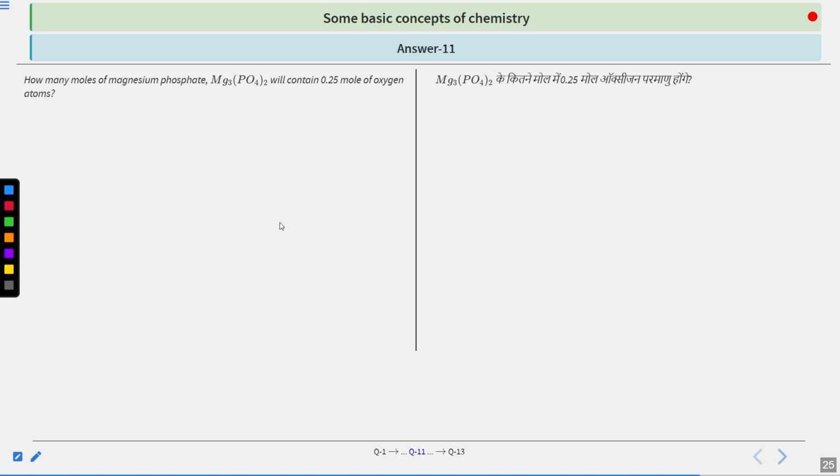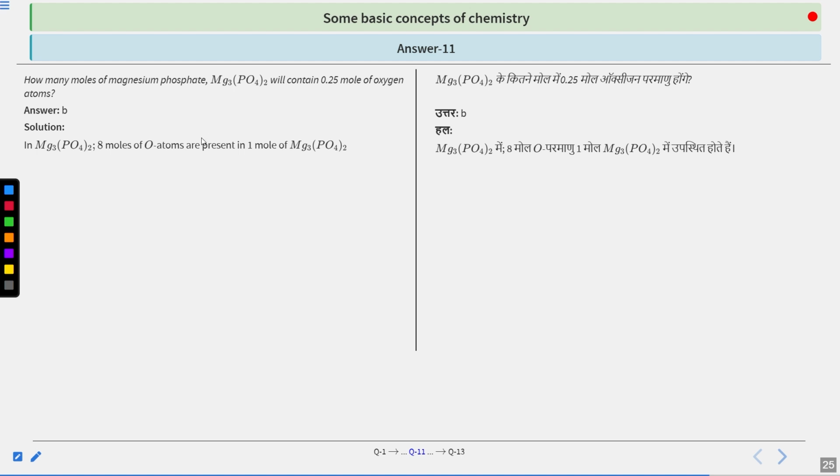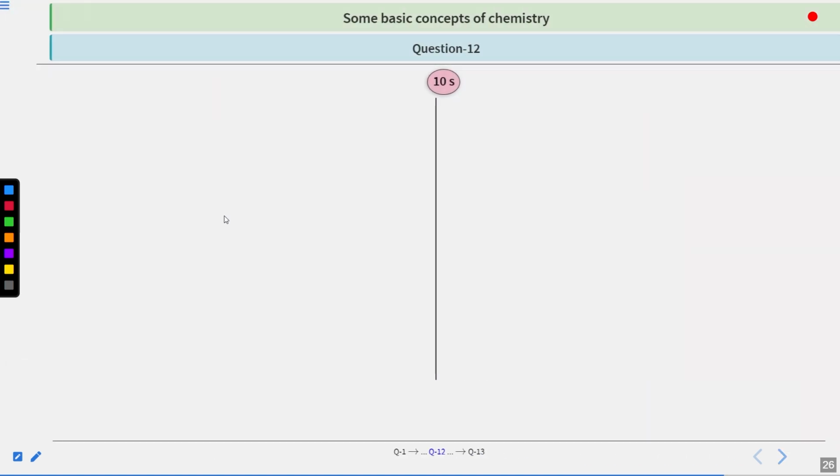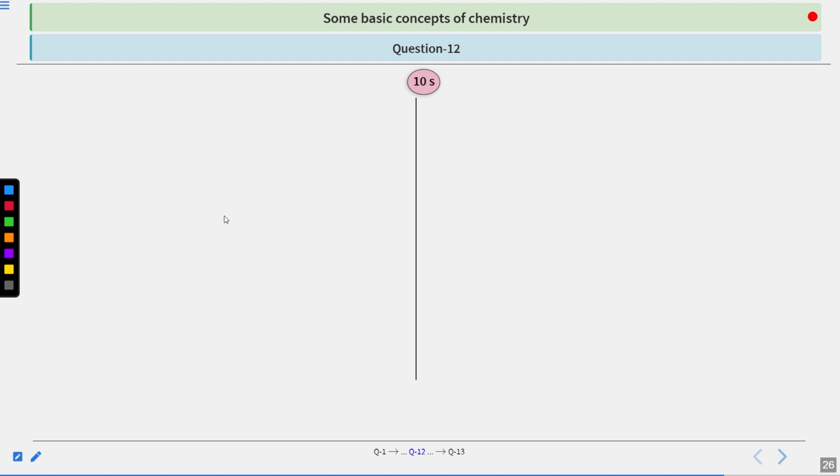So it was asked that what moles of magnesium phosphate contain 0.25 moles of oxygen. The correct answer is B. Now for 1 Mg3(PO4)2, we have 8 moles of oxygen atom. So in 1 mole of Mg3(PO4)2, we have 8 mole of oxygen atom. So 0.25 mole of oxygen atom are contained in how much? So that is 1 by 8 into 0.25. That is 3.125 into 10 to the power minus 2 is your answer. Question number 12.